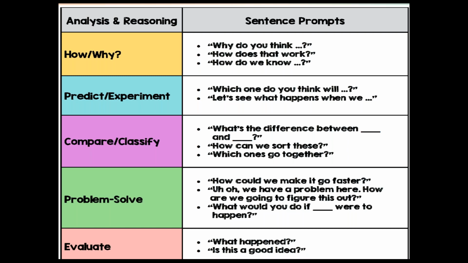And then we have problem solving prompts. How could we make it go faster? What would happen if something were to happen? How are we going to figure this out, which is a great one. If they come up with a problem, don't solve it for them. Give them a question to help solve the problem. So how are we going to figure this out? What do we need? And really, we'll get to it, and then we can start the brainstorming process.